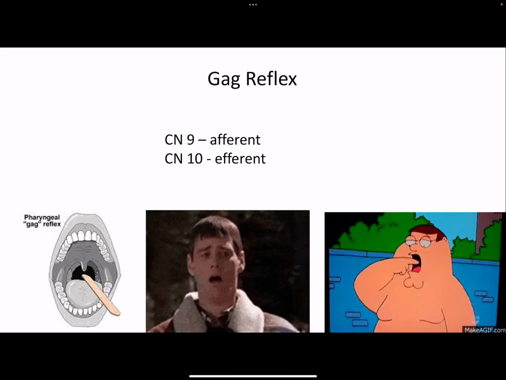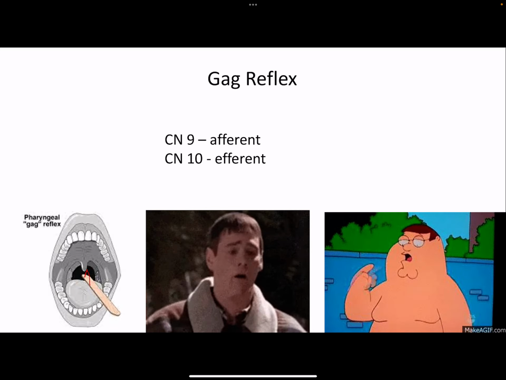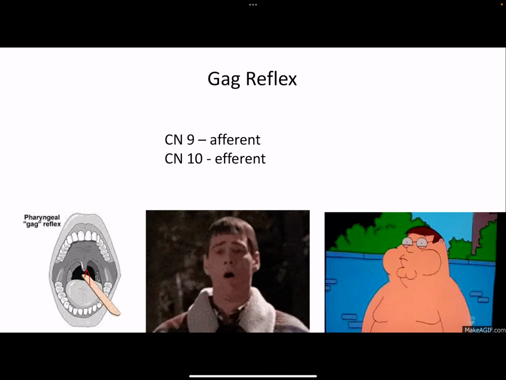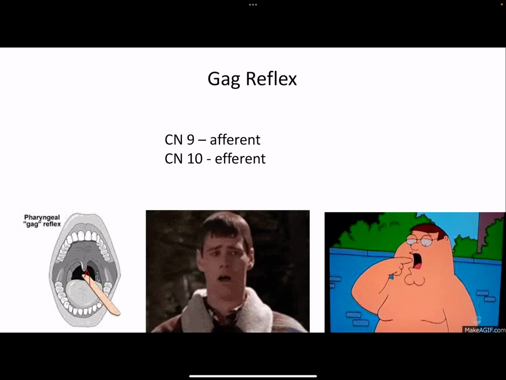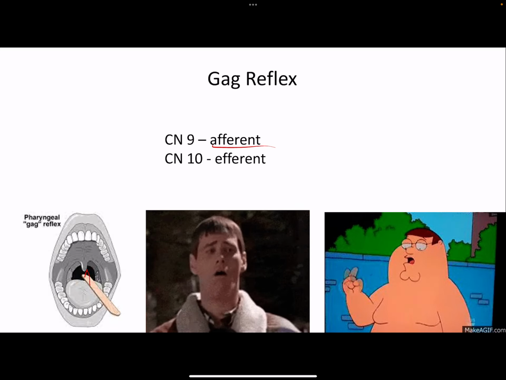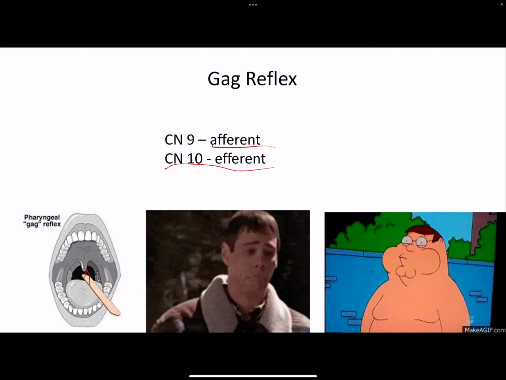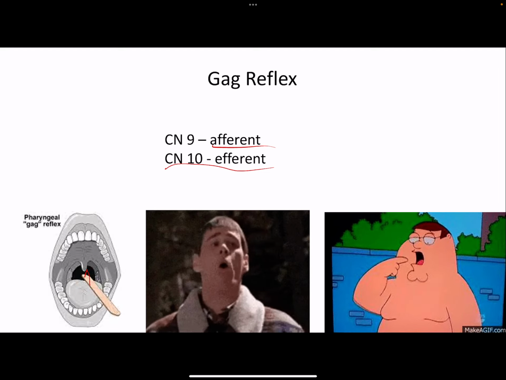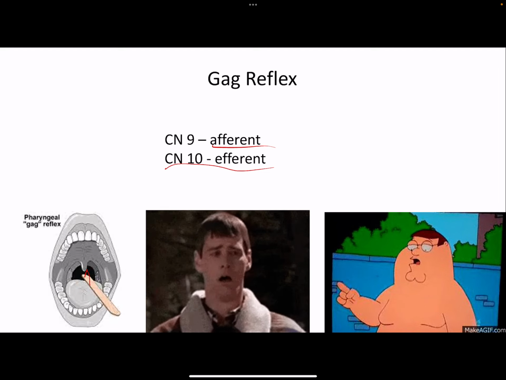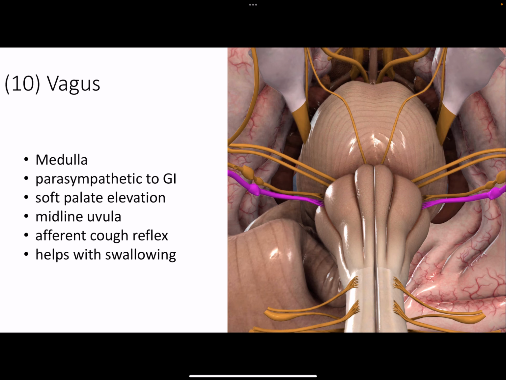So a gag reflex, if you poke in here, you're going to gag. You just don't overthink what a gag reflex is. Cranial nerve 9 is going to be the afferent, sending the sensory information in, but then the motor efferent is going to come from cranial nerve 10. So these two things are going to work together for this. The vagus nerve, cranial nerve 10, this is coming from the medulla. This is a lot of roles, parasympathetic to the GI system.